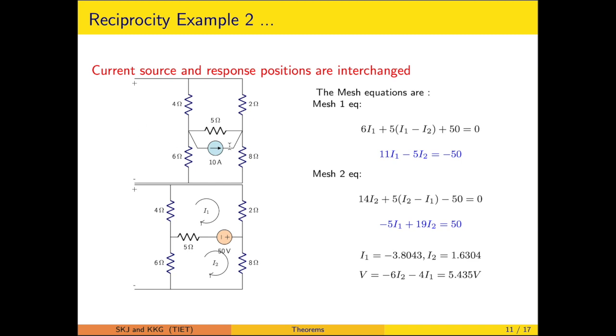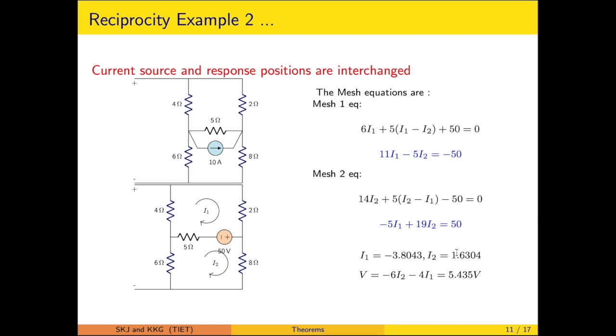Now to analyze it simply, we will make use of the source transformation. The current source with a parallel resistance is represented as a voltage source and a series resistance. Now we will be able to solve for two meshes, and these mesh equations are written.